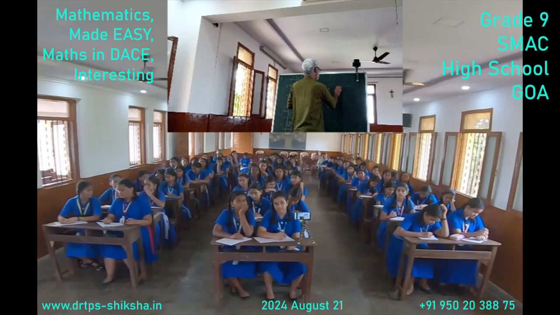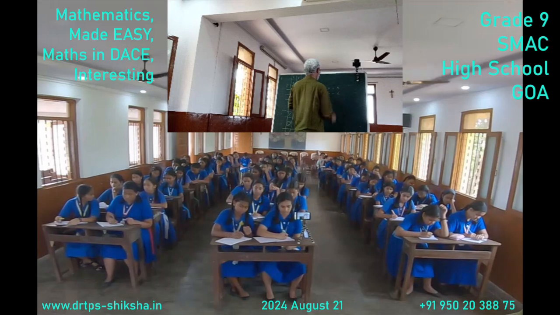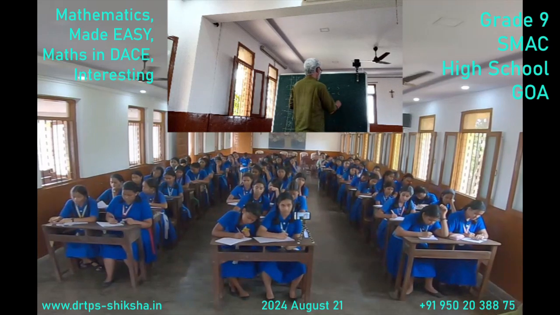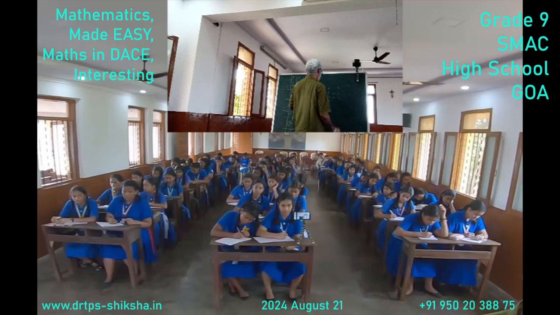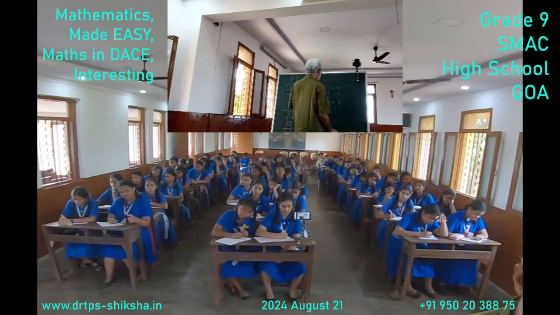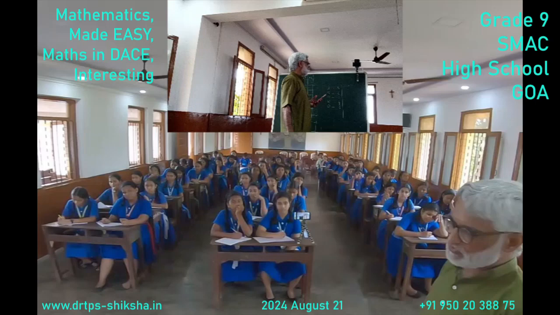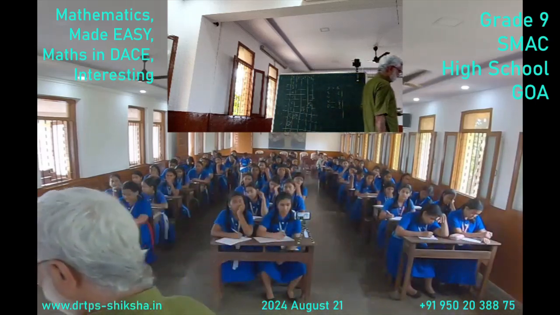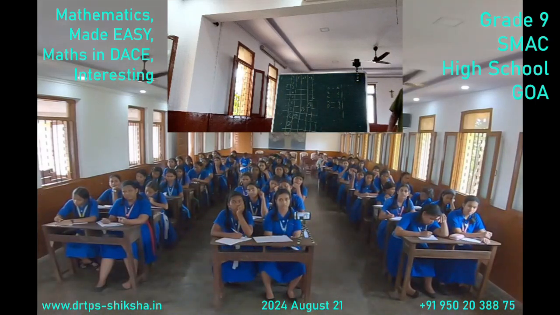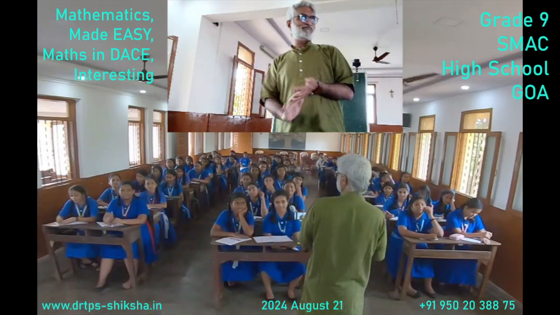This number is 3. September number is 6. October number is 1. November number is 4. December number is 6. So you only remember 3, 6, 1, 4, 6. Can you remember? Yes. 3, 6, 1, 4, 6. Finished. Your calendar is over.